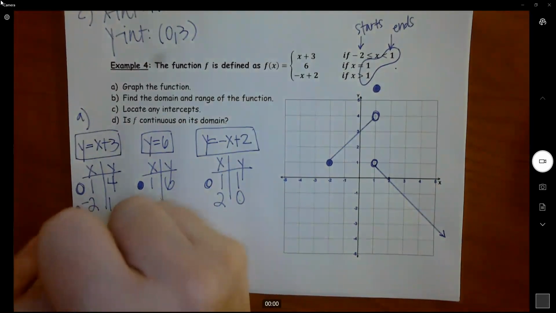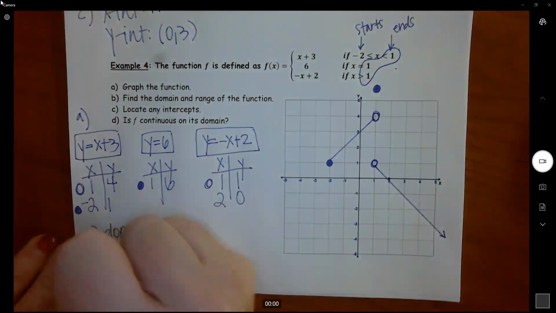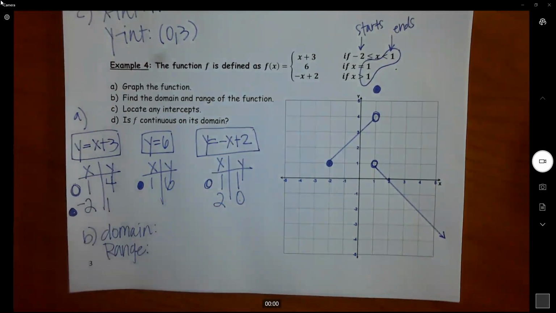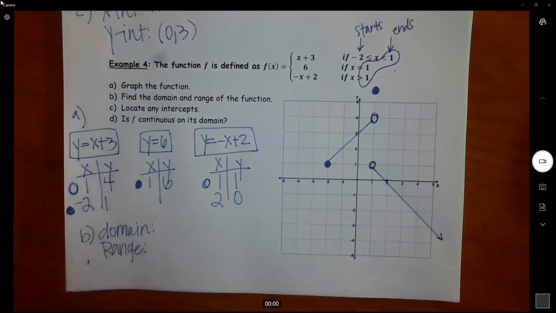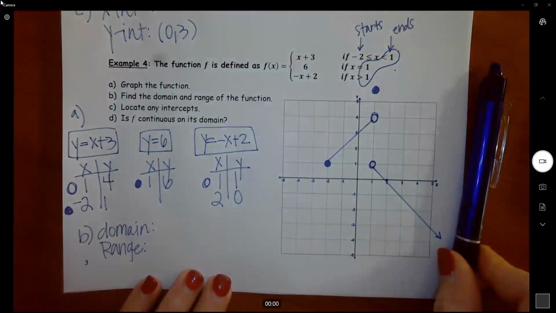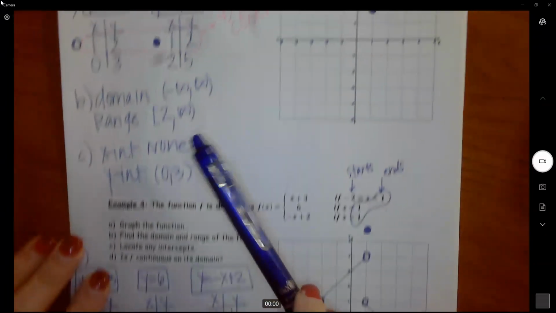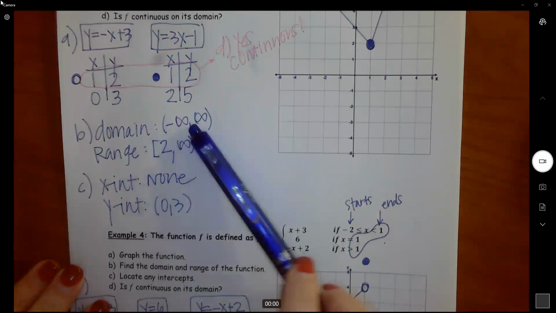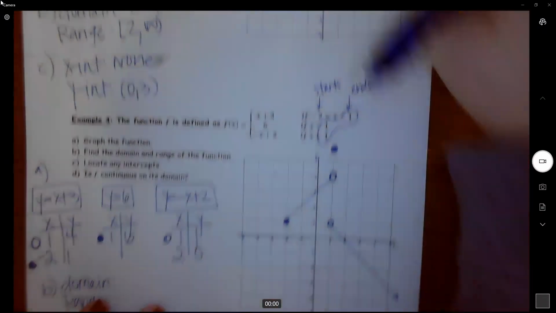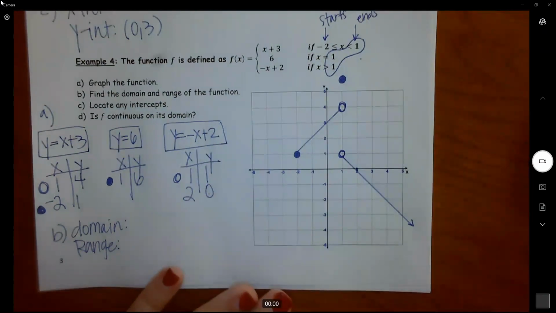So part B, I need my domain and I need my range. Domain is my x. So x goes from left to right. And I guess I kind of lied to you guys, didn't I? In the previous video, I said your domain is always going to be -infinity to infinity. But if this has bounds, it's not going to be -infinity to infinity.